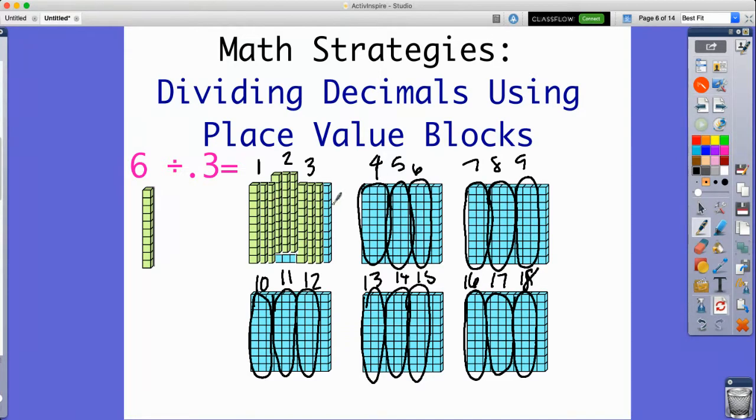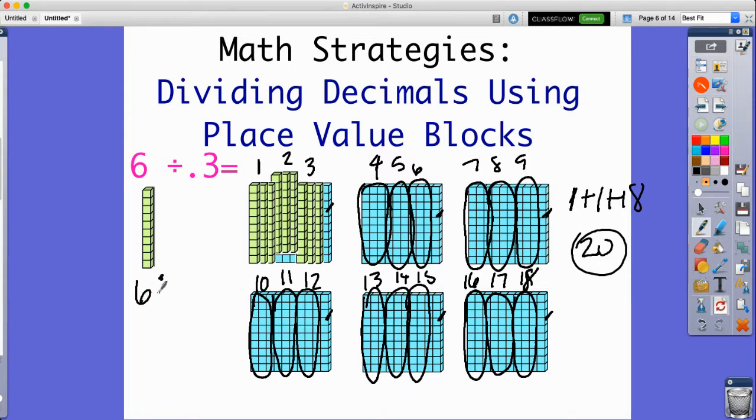So now I'm going to go back and count these groups. So I have 1 tenth, 2 tenths, that's 3 tenths. So I have one more set, 1 tenth, 2 tenths, 3 tenths. So I have another group plus my 18. That gives me 20. So I have 20 groups of 3 tenths.